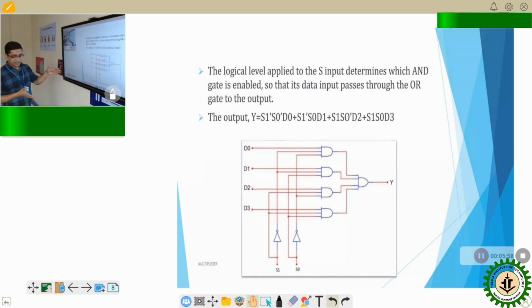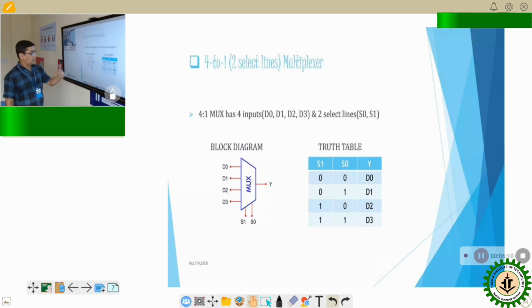So we get the output Y with a logical expression. We can implement this with basic logic gates like AND gate, OR gate and NOT gate. So Y is equal to, according to this truth table, when both S0 and S1 are 0, we get the output D0. That means in sum of product form, it will be like that.